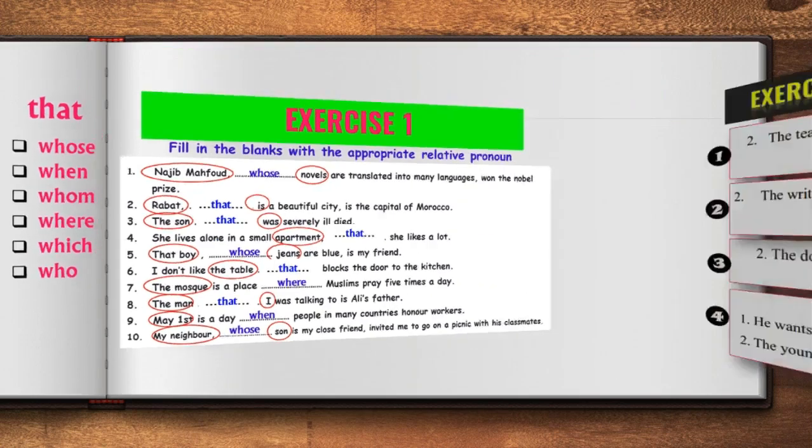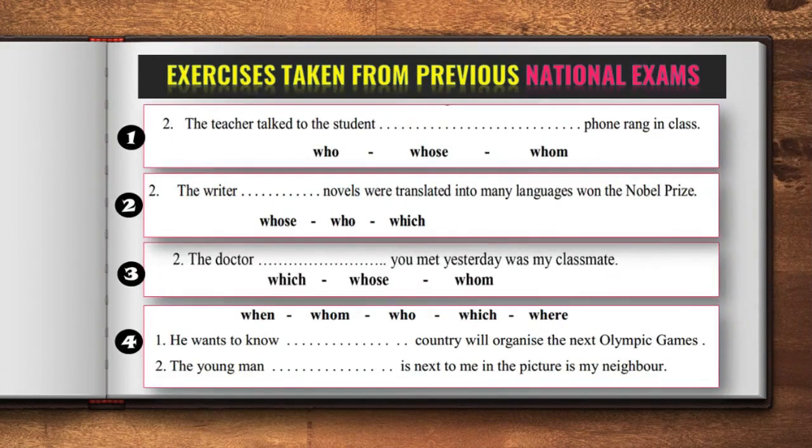Okay, we go to another exercise, and these exercises are actually taken from previous national exams. Here in sentence number 1, we've got: the teacher talked to the student, whose phone rang in class, and then they give you three relative pronouns.